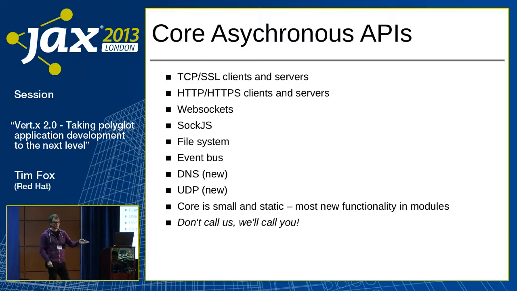We've got some new DNS and UDP support that Norman Maurer has dropped recently. Norman's the other core team member of Vert.x. He's also a member of the Netty team. We have a very close relationship with the Netty team. At the core, we don't envision that changing much over time. We want most new functionality to arrive in the form of modules, which I'll discuss later on.